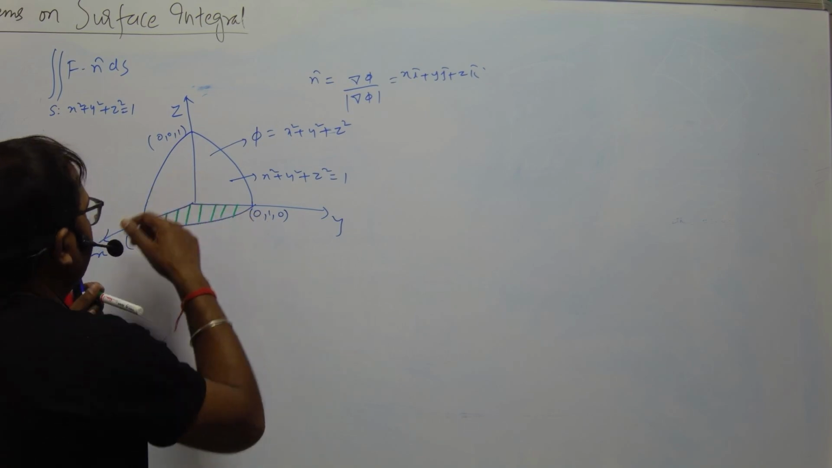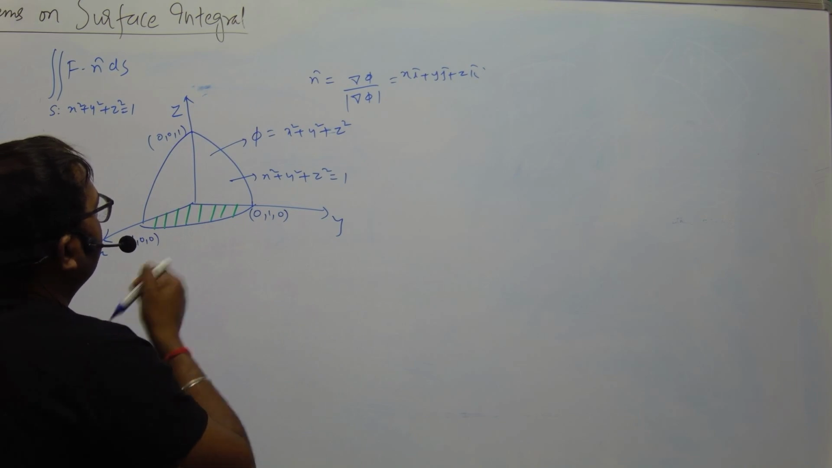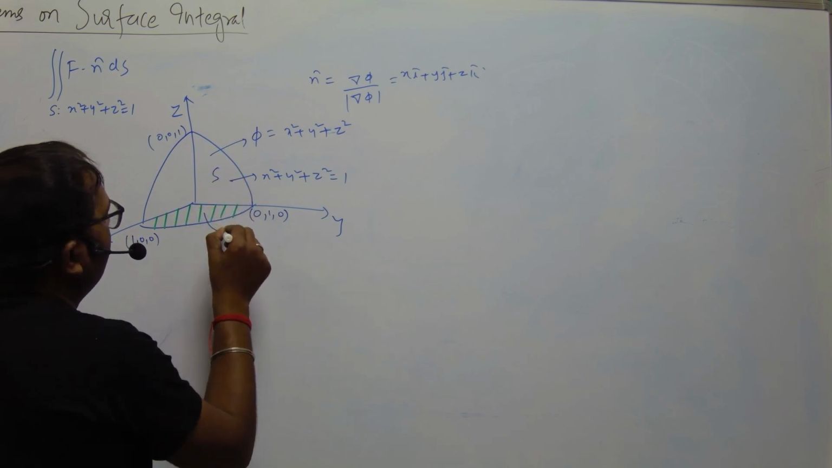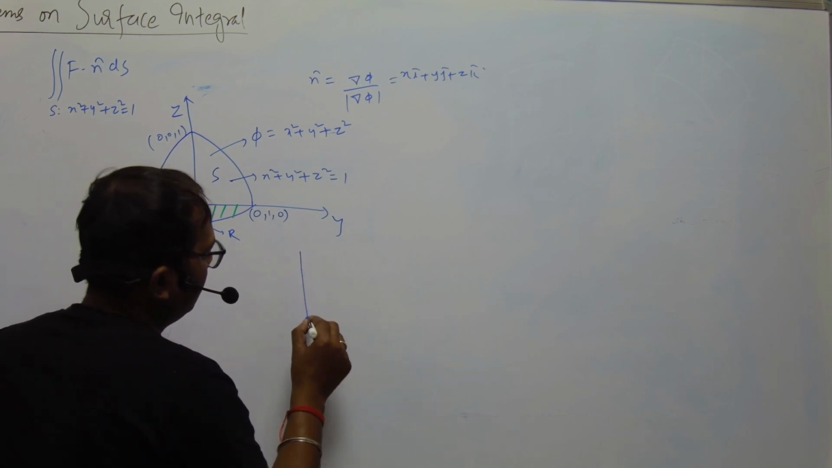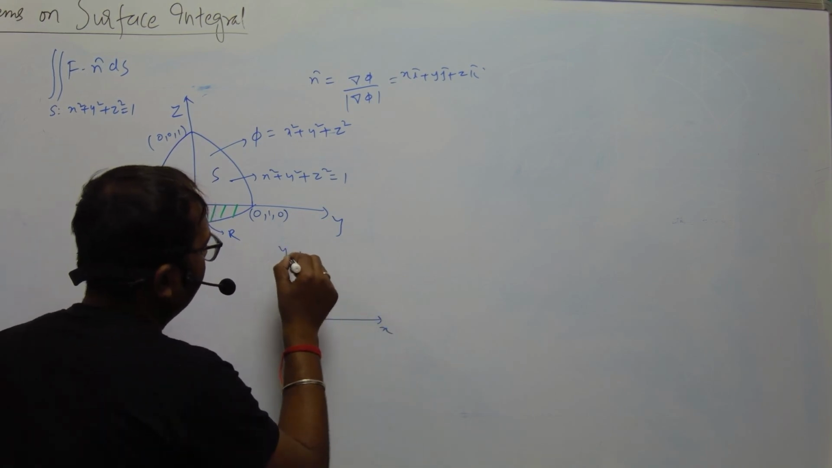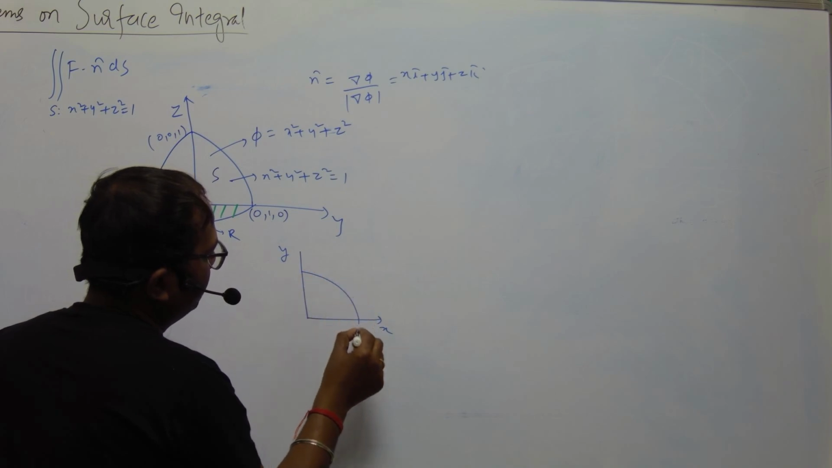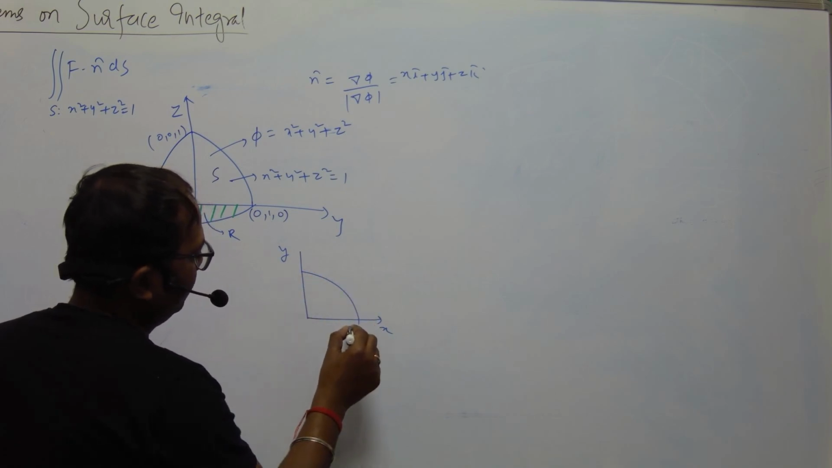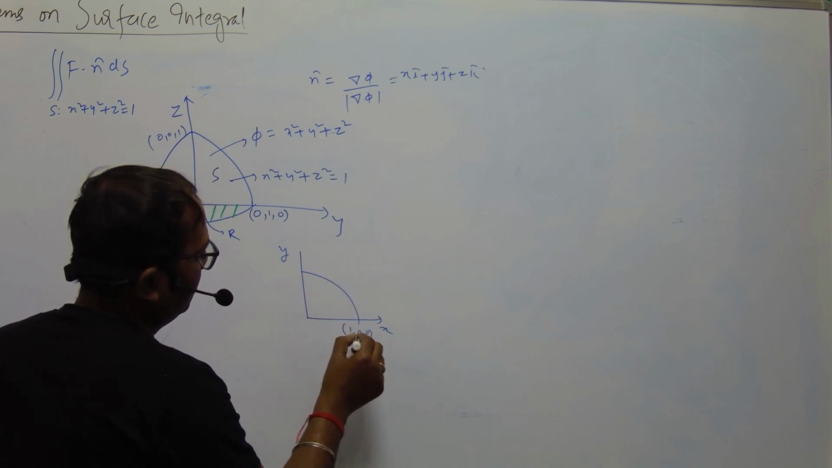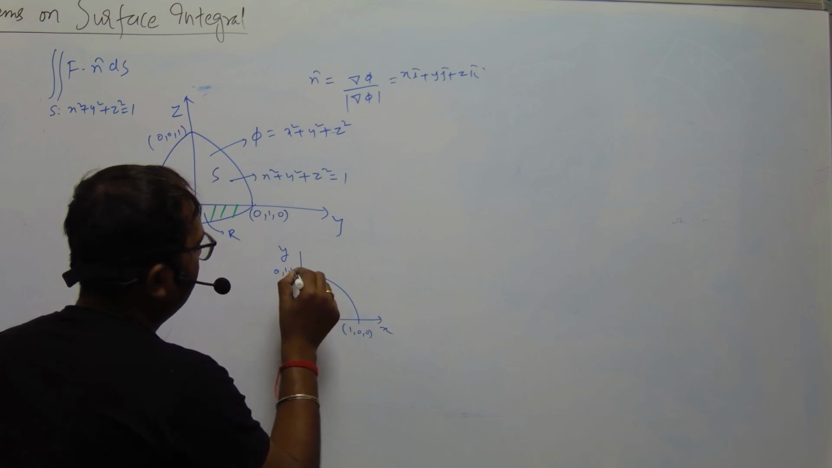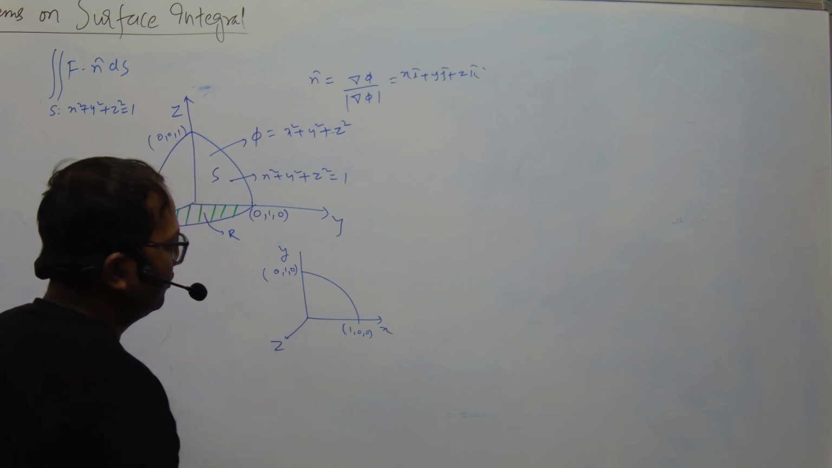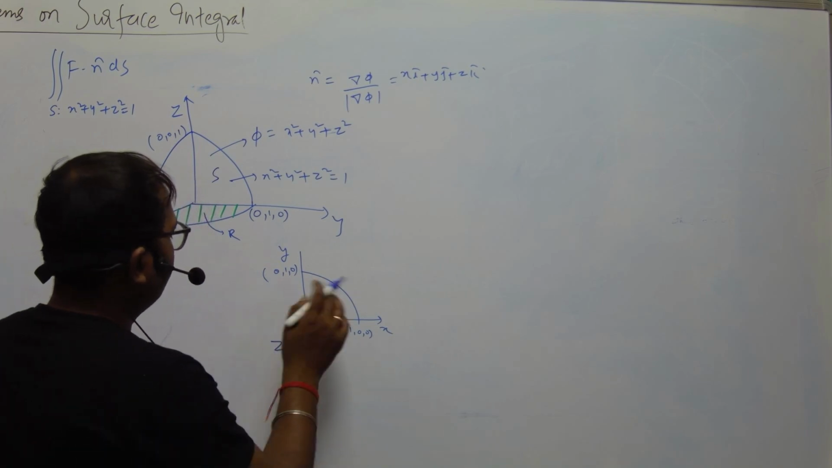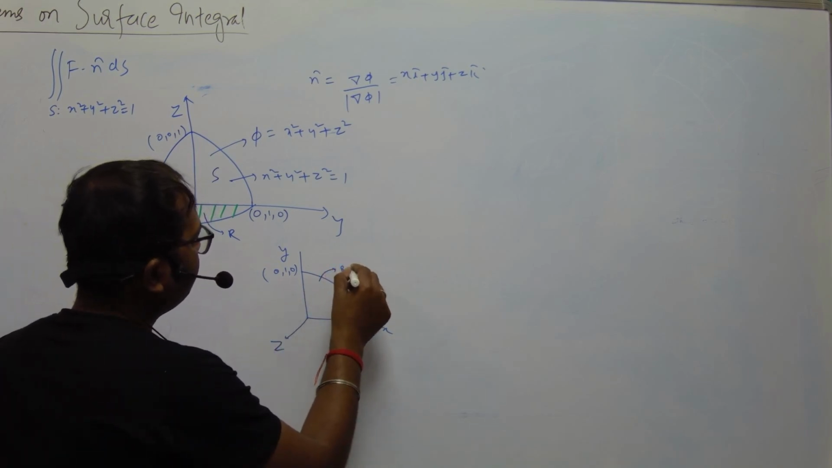This is our surface S, and this is our region. Let us draw the region R. We have the region R as x, this is y. This is 1, 0, 0. This is 0, 1, with y and z. Okay, so this is our projection. So this is our region R.